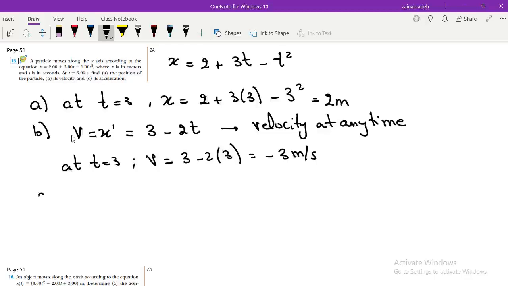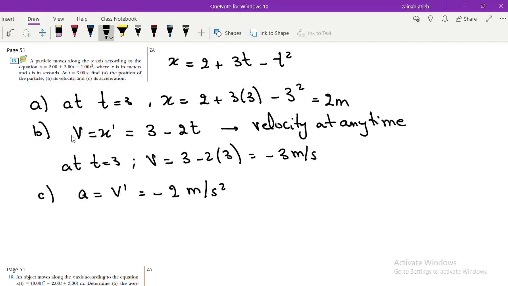Now let's find in part C the acceleration. A equals v prime. I take the derivative of the velocity at any time, not the velocity at a certain instant. I take the derivative of the original expression. So I will get minus 2 meter per second squared. No problem, it came out constant. In this case, when A is constant, it means that the motion is uniformly accelerated or decelerated motion. Anyway, it's a uniformly varied rectilinear motion.